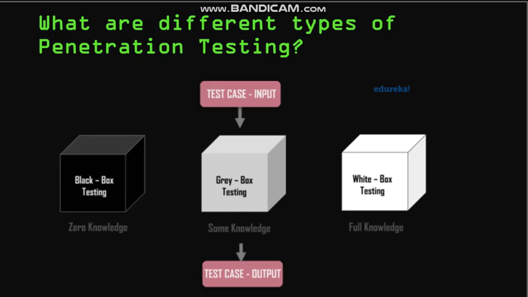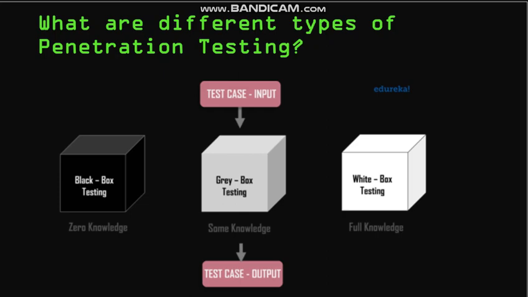Black box testing is when the attacker has no knowledge of the target. It's referred to as a black box penetration test. This type requires a lot of time, and the pen tester uses automated tools in order to find vulnerabilities and weak spots.